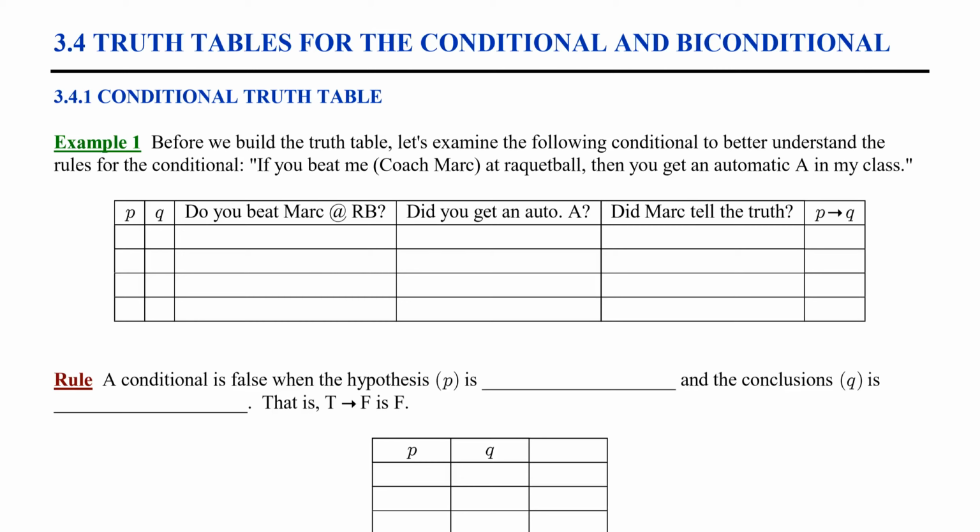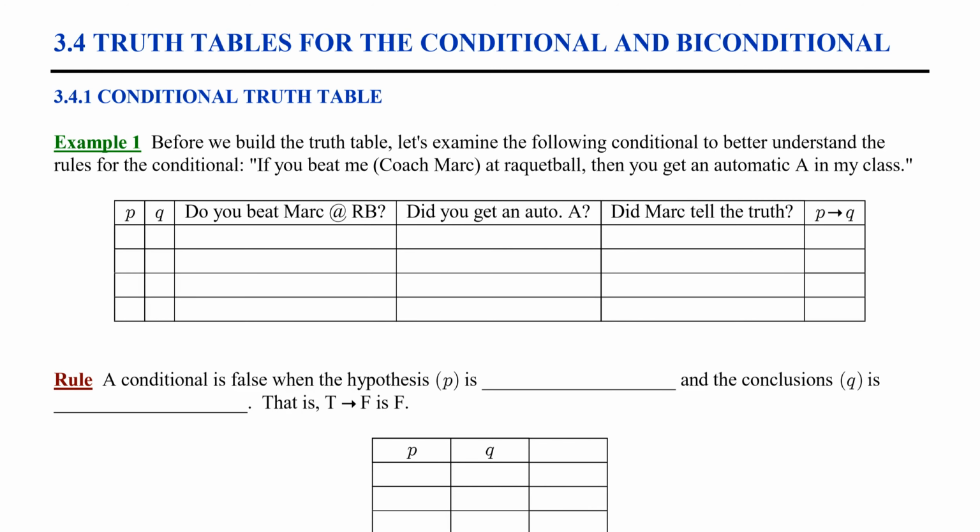Now that we've learned the truth tables for the negation, the conjunction, and the disjunction, we will consider now the truth tables for our other two connectives, the conditional and biconditional, here in section 3.4. Let's start with the conditional truth table.